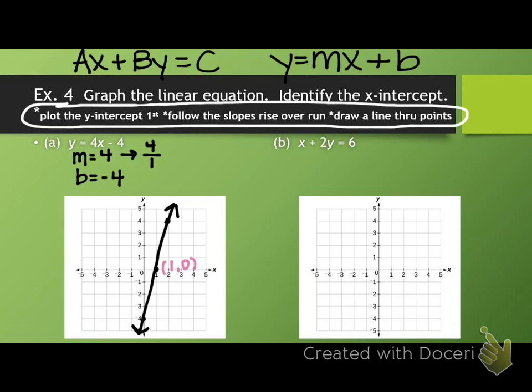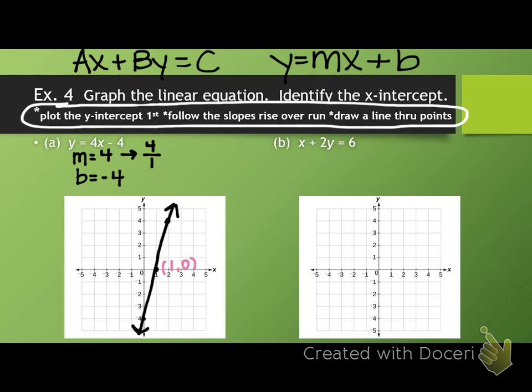Now, sometimes you may not draw your line long enough. If they've asked you to identify the x-intercept, make sure you draw your line long enough to where it actually intersects the x-axis so you can find it. All right, but in this one, our line very clearly goes right through 1, 0.